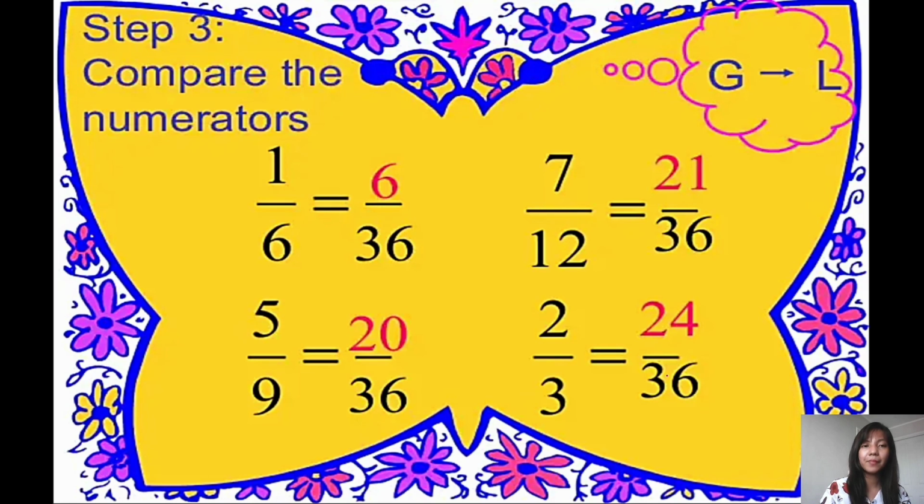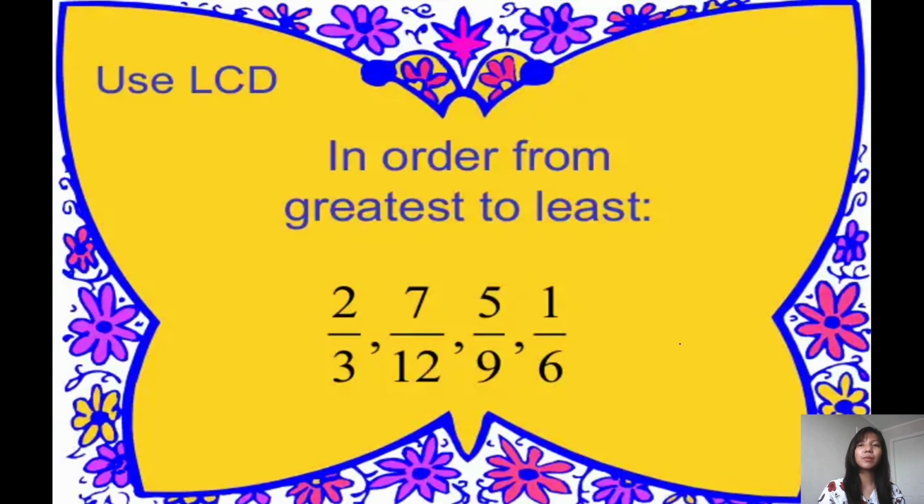And then, step 3, compare the numerators. So now we have the same denominators. We can compare the numerators, the ones shaded in pink: 6, 20, 21, 24. So from greatest to least: 2/3, 7/12, 5/9, and 1/6.